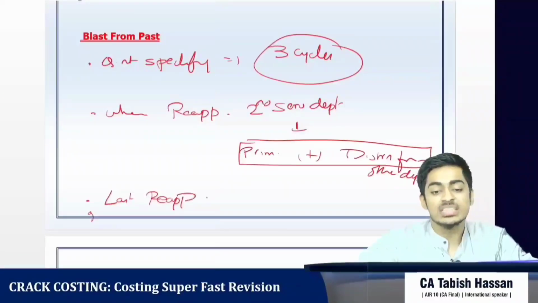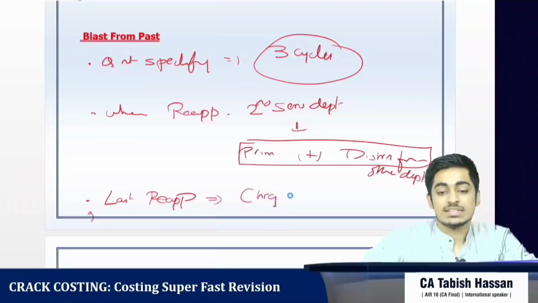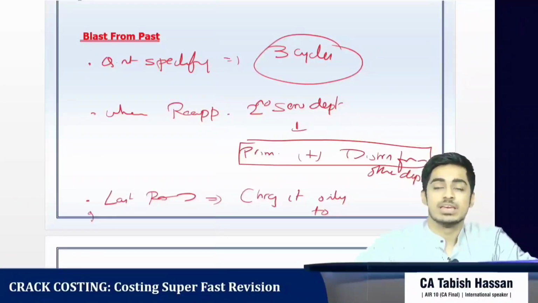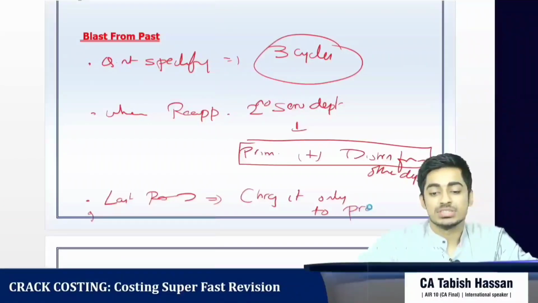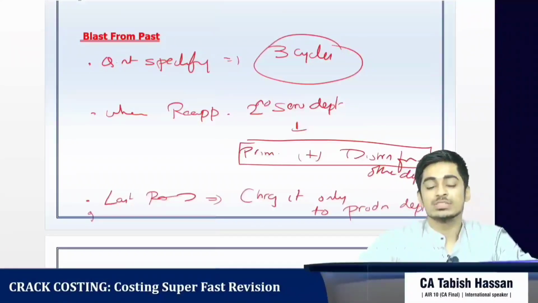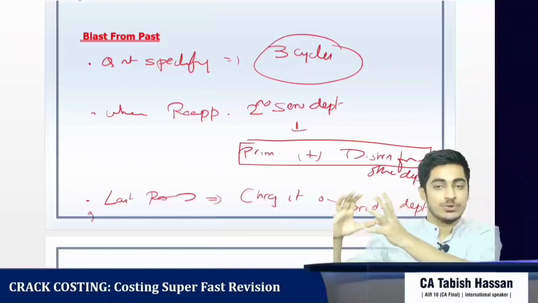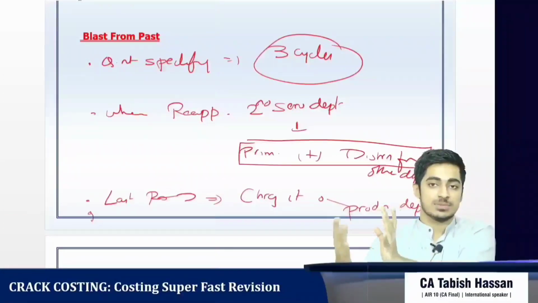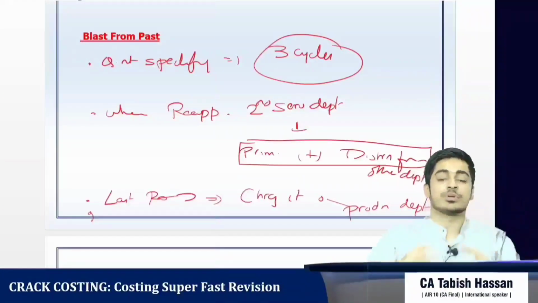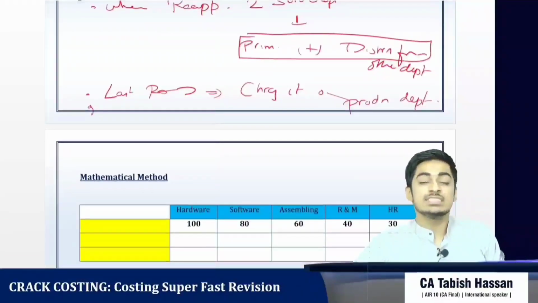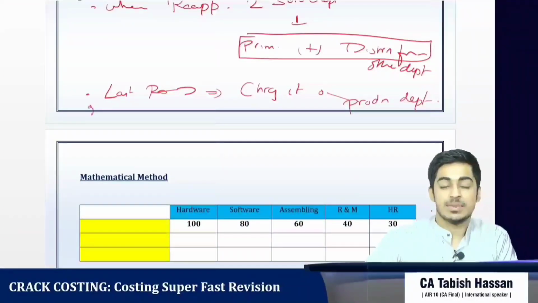Third, when we do the last reapportionment, we charge it only to the production departments, because ultimately we want the overhead at the service department to be nil. So when we're doing the final reapportionment, we won't charge it to the service department, and we charge this amount entirely to the production department. So this is the trial and error method. We also have a simpler method, which is the mathematical method.